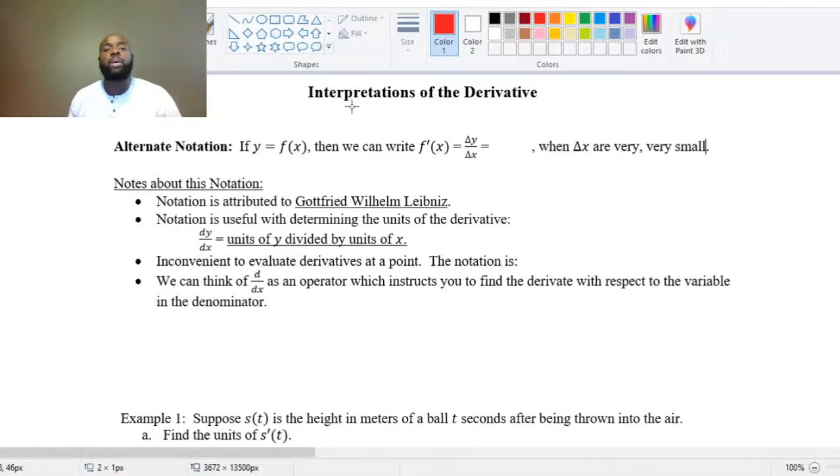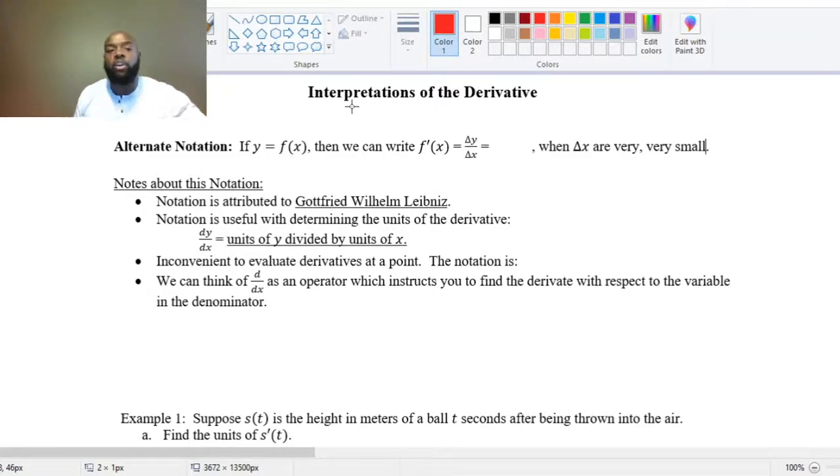And so what we want to do is get to interpretations, but with the interpretation, sometimes having an alternate notation will help us better interpret the derivative. If y equals f of x, then we can write the derivative as f prime of x. And we said before that our derivative at a point is the slope of the tangent line, and the slope of any line is your change in y over your change in x. So your derivative still carries that meaning in the background.